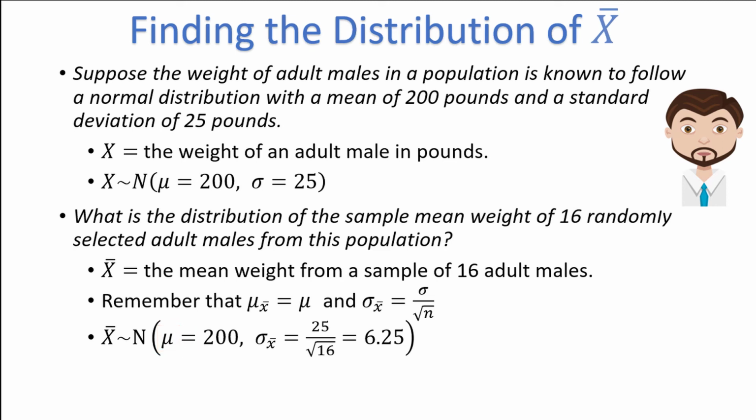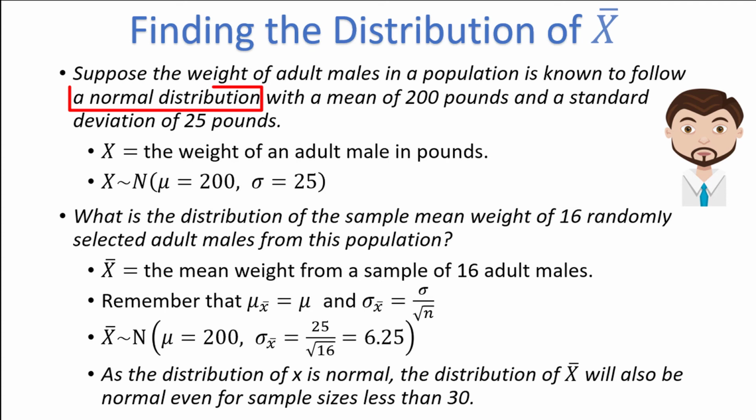Now hold on a minute, Luke, you might say. Doesn't the sample size need to be at least 30 to say anything about the sampling distribution? Our sample size was only 16. Great question. As the distribution of x is normal, the distribution of x bar will also be normal, even for sample sizes less than 30.